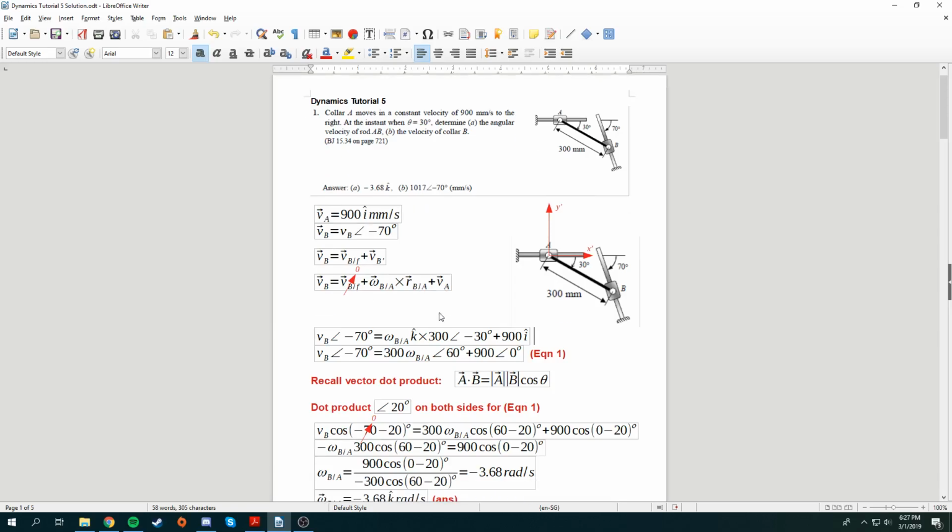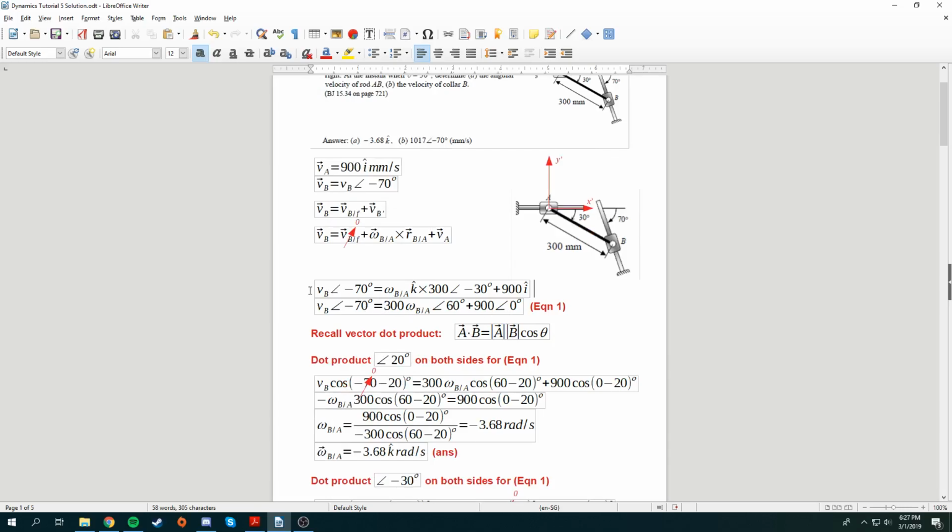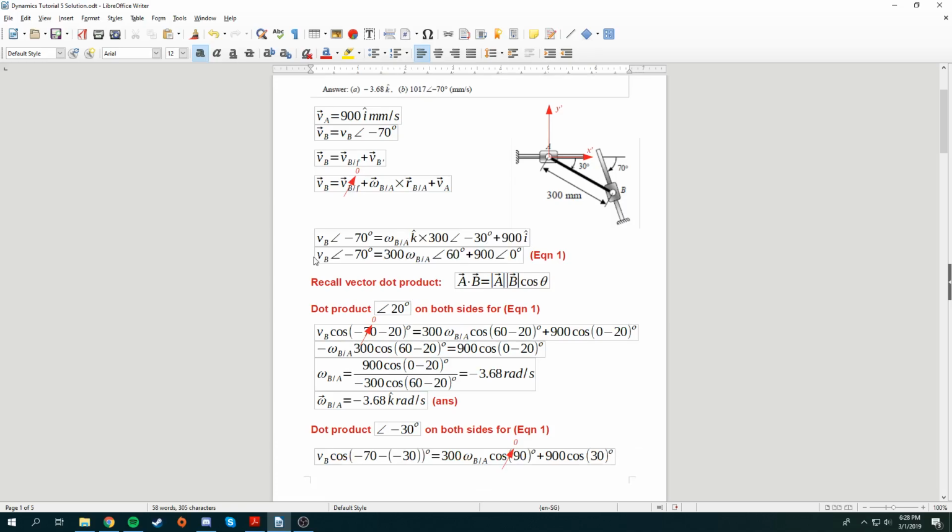Okay, so I put in whatever I have, and I try to see how many unknowns I have. So velocity of B, we know that is VB constrained at negative 70 degree over here. It will never move out of this negative 70, so we know it's constrained over here. Omega, I assume it's going in a positive direction, which is counterclockwise. Then I cross product with the length of AB plus the velocity of A, which is 900 mm per second to the right, which is positive i direction. So with this, I got one vector equation and two unknowns. With one vector equation, two unknowns, I can find out these two unknowns.